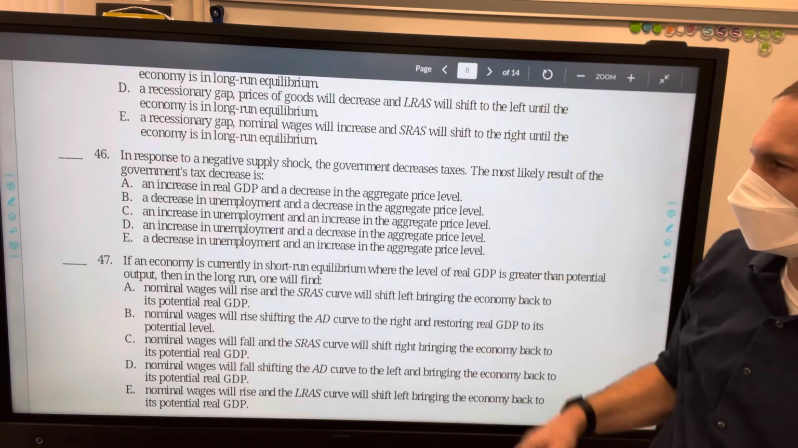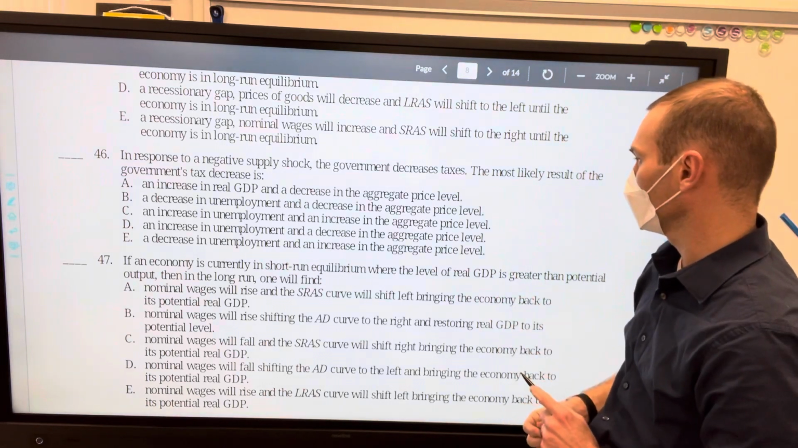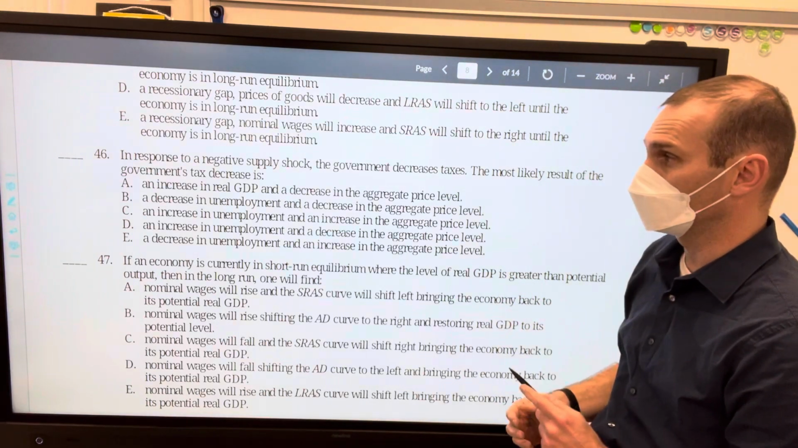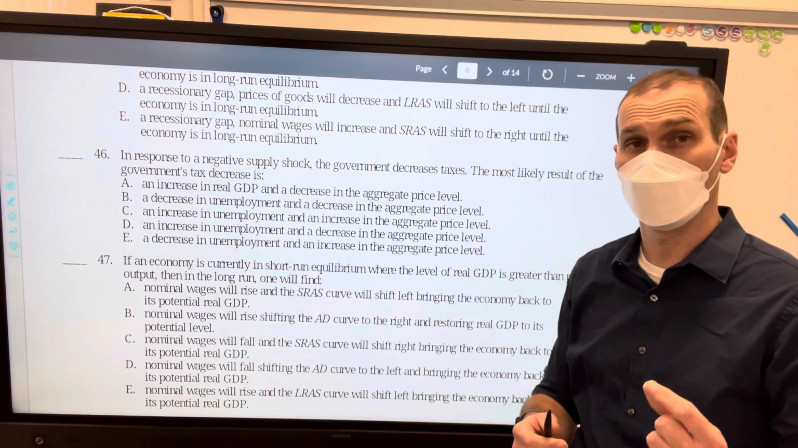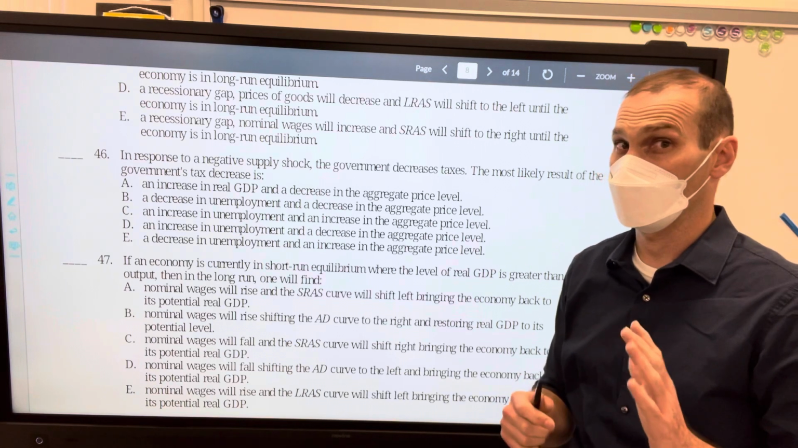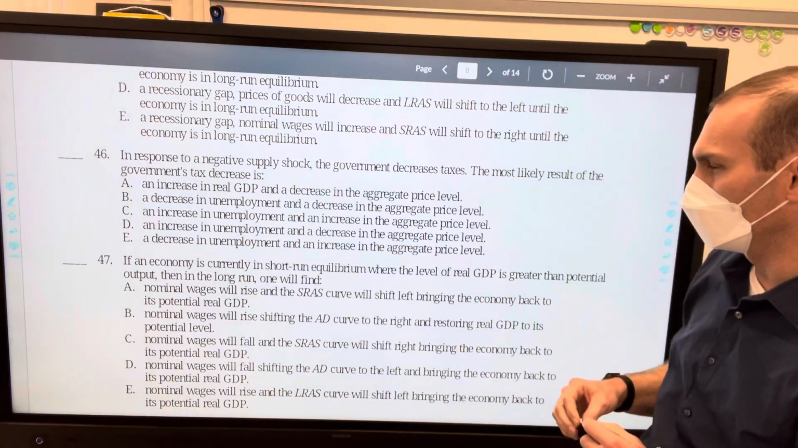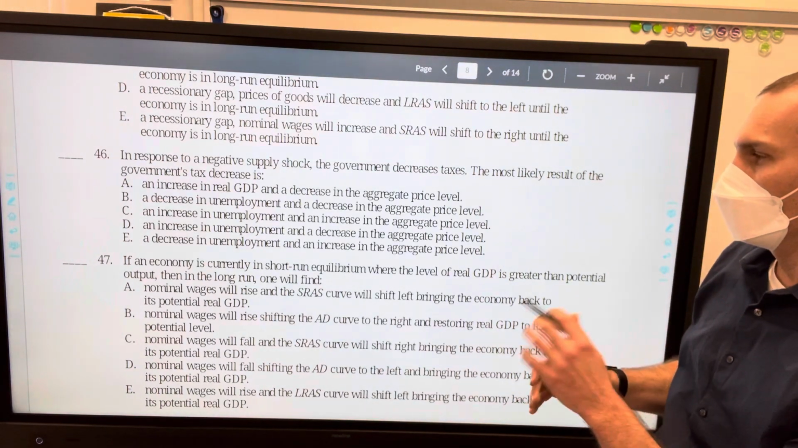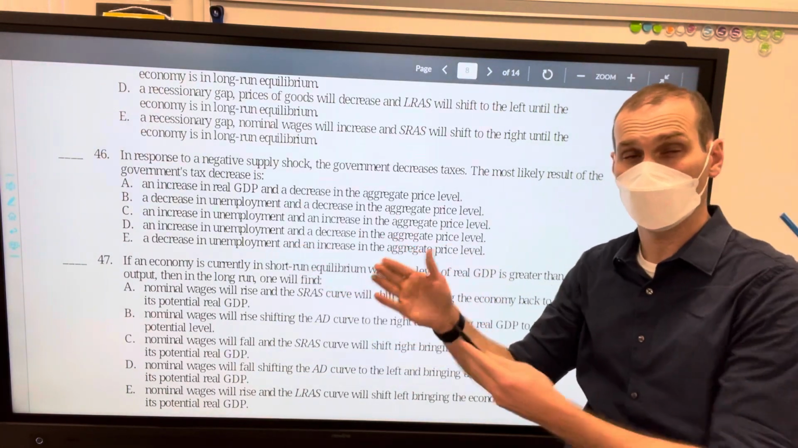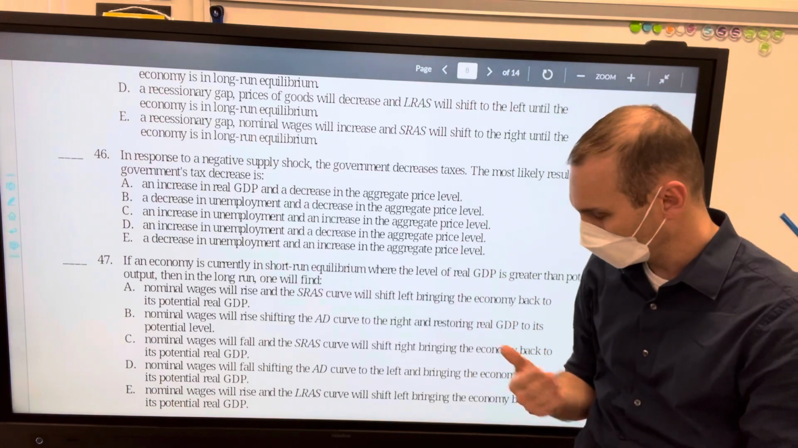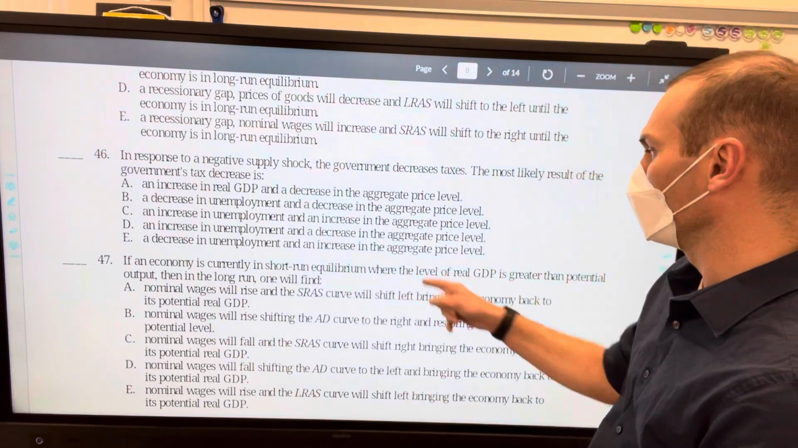All right, number 46 says, in response to a negative supply shock, the government decreases taxes. The most likely result of the government decreasing taxes is, so fiscal policy, government cutting taxes. Remember, fiscal policy always shifts which curve? Aggregate demand. So as we look at 46, as aggregate demand increases, you'll get a decrease in unemployment because if aggregate demand increases, output increases, therefore, you'll need more workers to produce. So decrease in unemployment and increase in the aggregate price level.